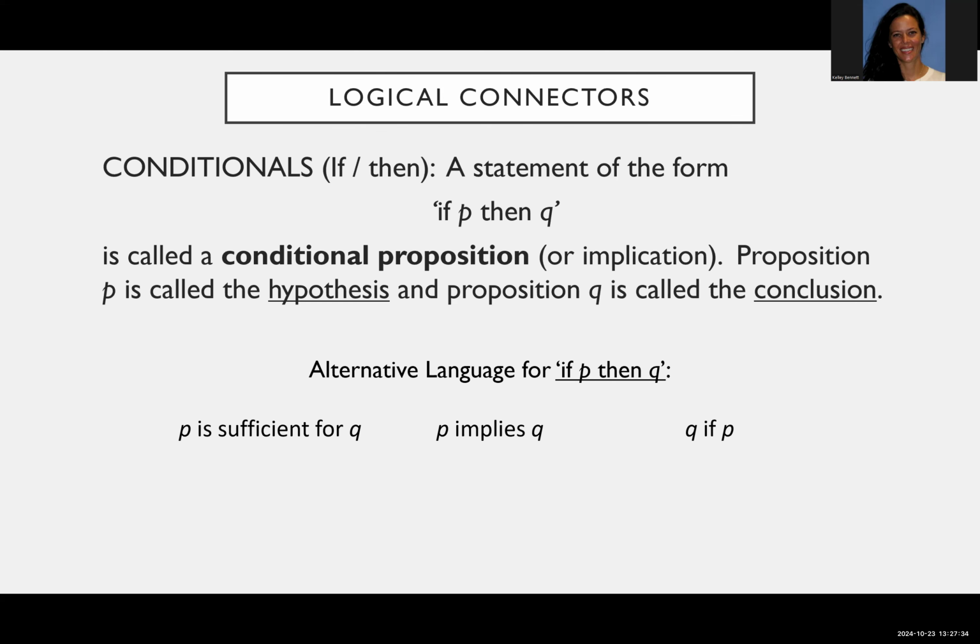Q if P. I don't know. It feels like you're just being fancy for no reason. P will lead to Q. Q is necessary for P. Also kind of math majory there. Q whenever P. Ooh, and I think those are the only ones that we have for alternative language for the conditional proposition. So I want to do some examples.